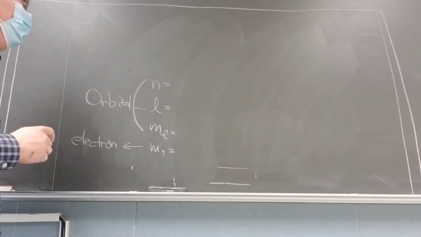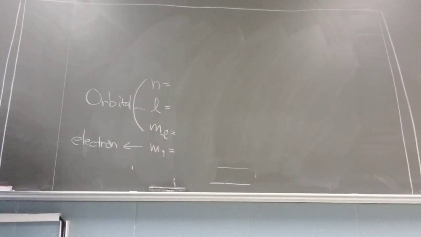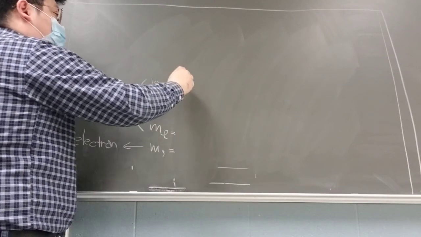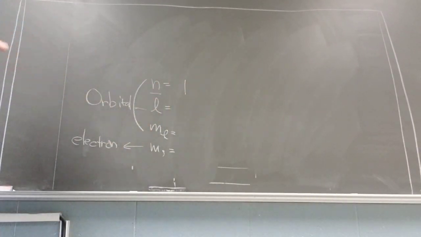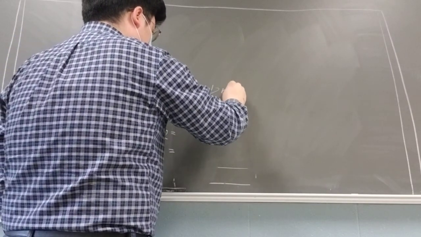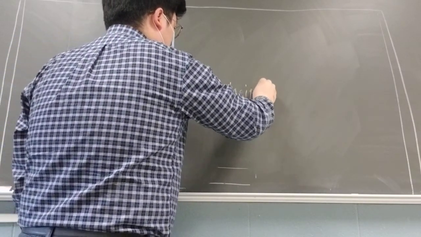Here's one thing you can do: the lowest possible number for n is 1. So n cannot be 0, because n stands for the principal quantum number.